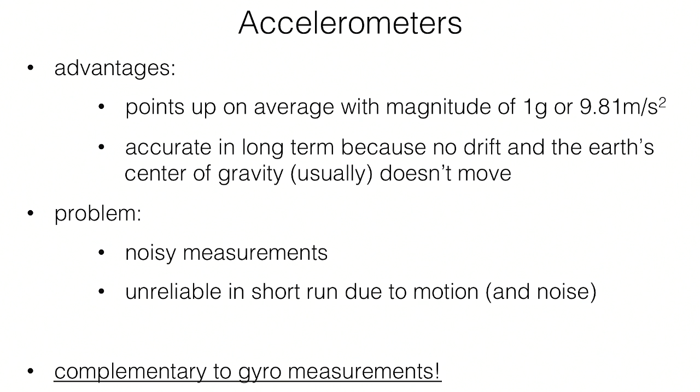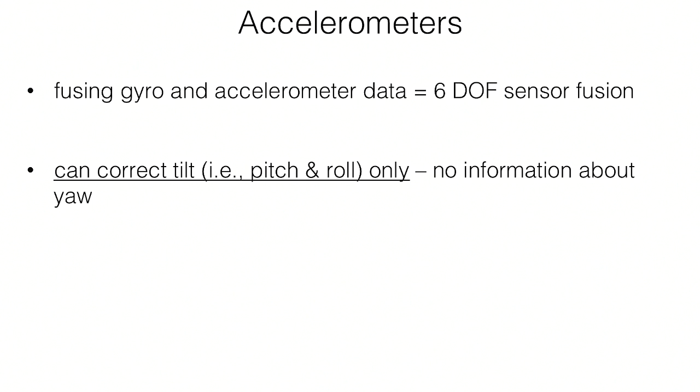So they're complementary to the gyro measurements, and the best sensor fusion approach, of course, takes the good parts of two different things and brings it together, and that's exactly what we're going to be doing. Fusing gyro and accelerometer measurements is known as 6 degree of freedom sensor fusion, and we can correct the tilt with that, so the pitch and the roll. But we don't have any notion of heading or yaw, the rotation around the y-axis. We don't know that, so we can't correct everything. That would be 9 degree of freedom sensor fusion.